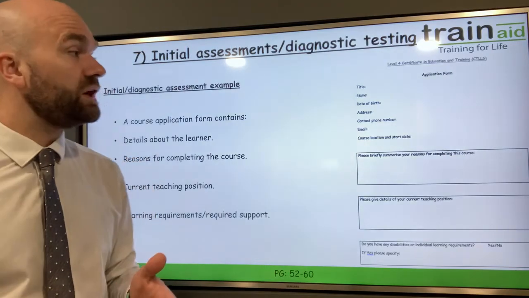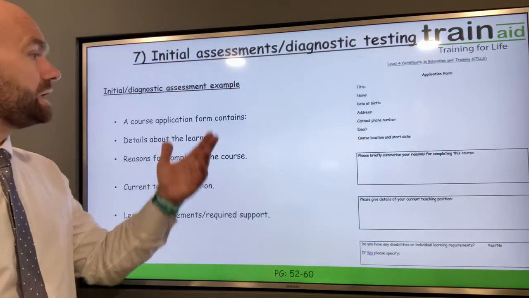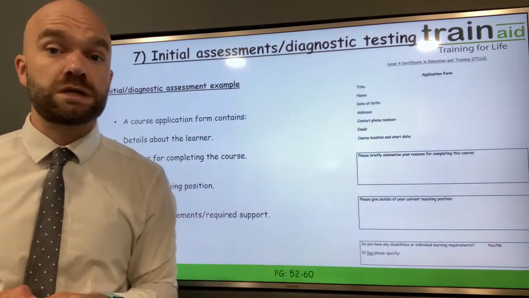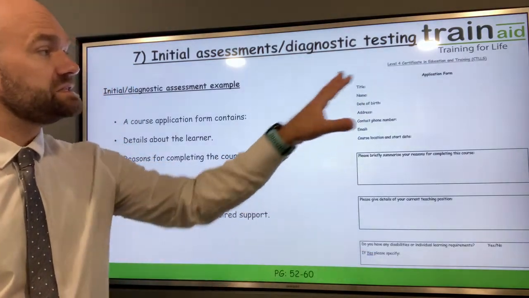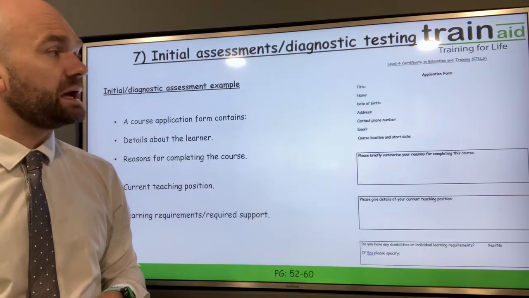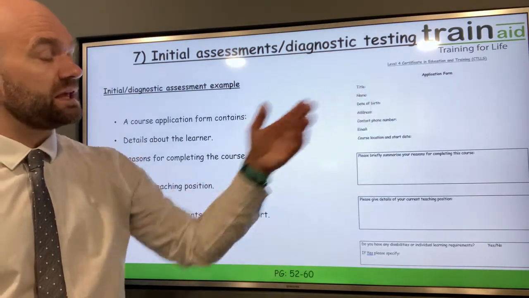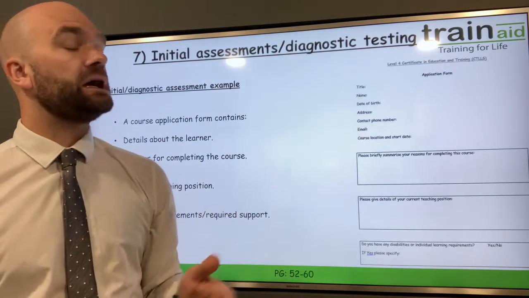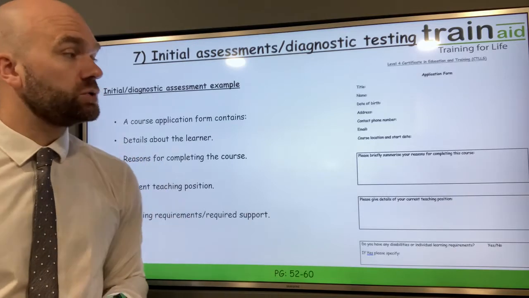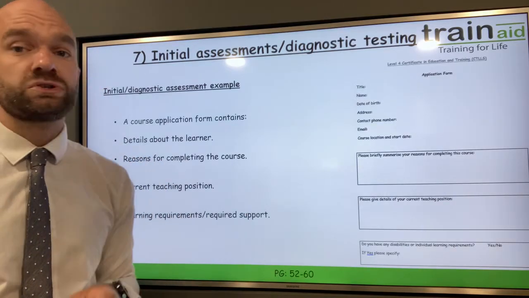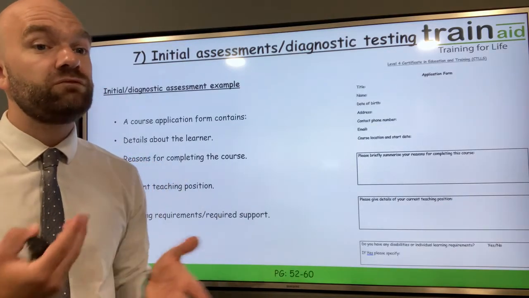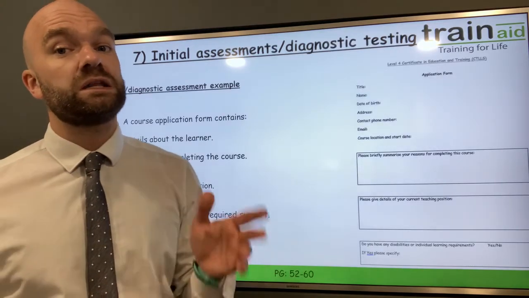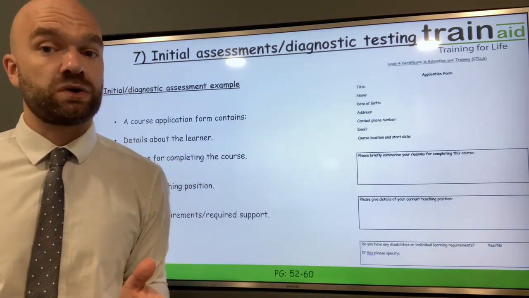In terms of examples, once again, we have a course application form, a very simple, straightforward application form here. This is emailed out to candidates, which they can, of course, type or handwrite, and they can return that application form. So this application form is given to our course tutors prior to the course commencing. They can, of course, have a read and find out about candidates as well. So it's very important that we do this here at TrainAid.